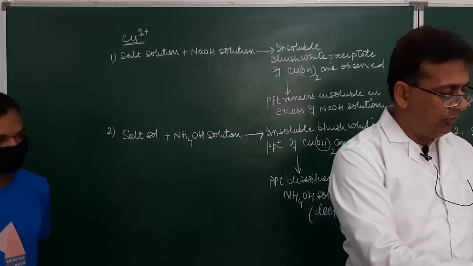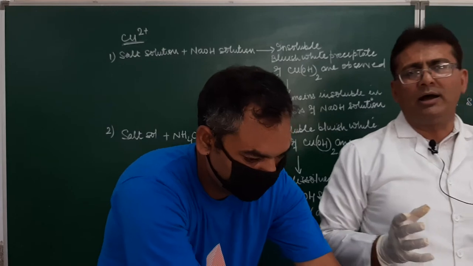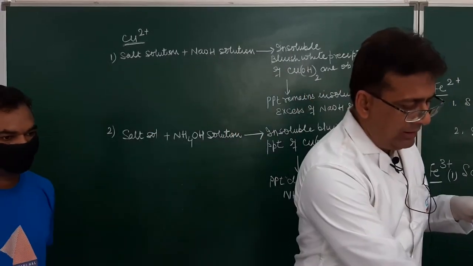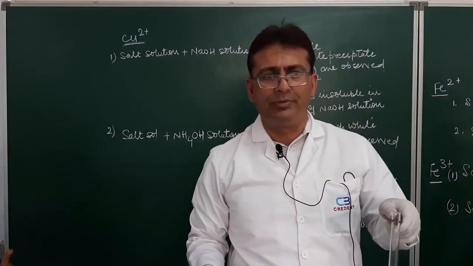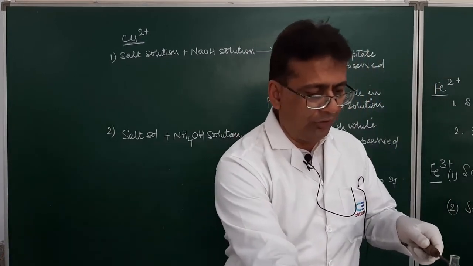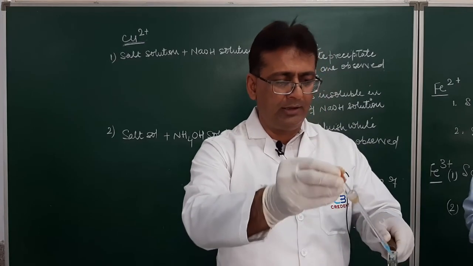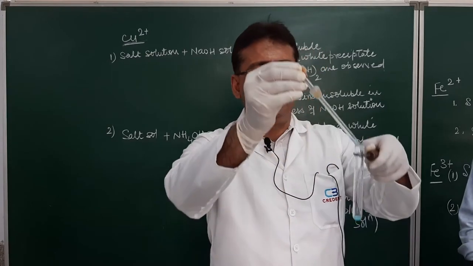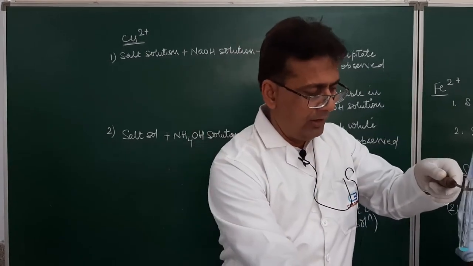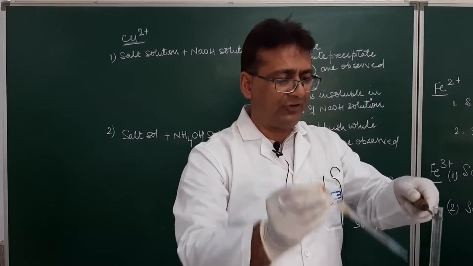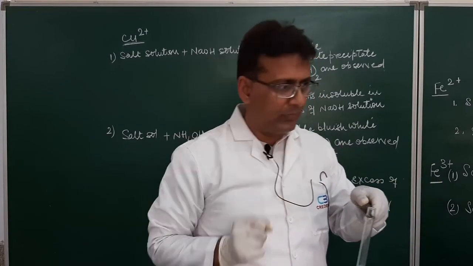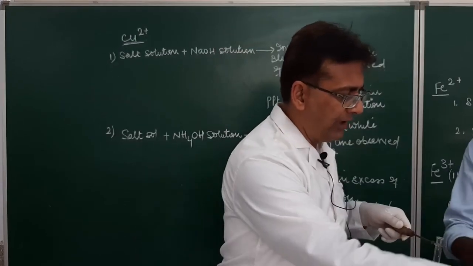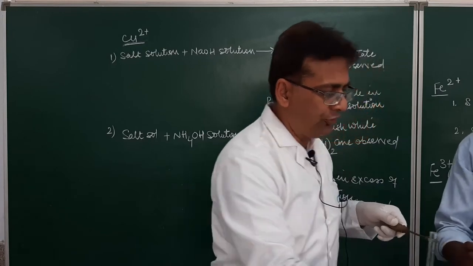What do we do? We will take a salt solution of copper in a test tube. This is a copper sulfate solution. This is being taken in a test tube. You can see it is slightly whitish in color. Now what will we do? To the first test tube, we will add sodium hydroxide solution. So we will add sodium hydroxide solution into this.